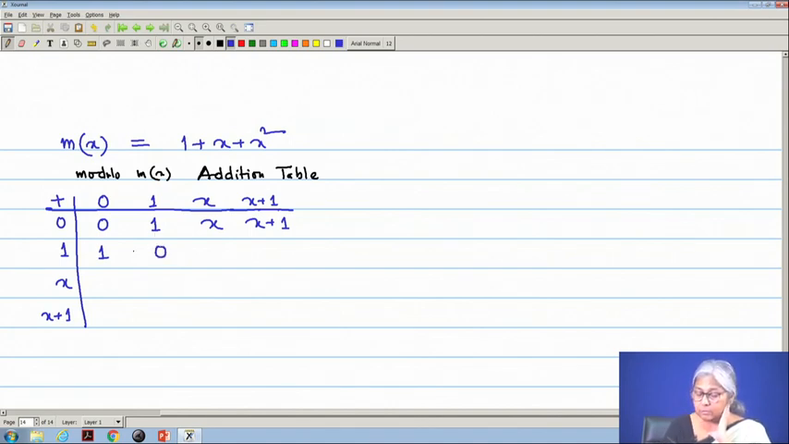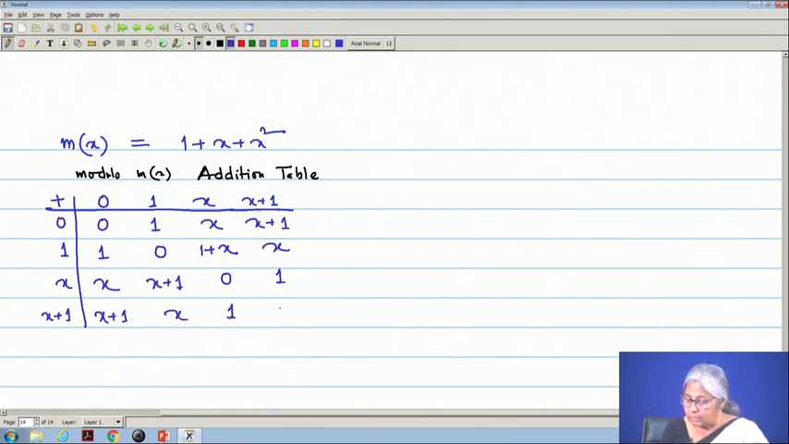Now, 1 plus x, then 1 plus x plus 1. So, x plus 1 plus 1 is 2, because coefficient arithmetic is modulo 2. So, this becomes x because 1 plus 1 cancelled. Then x plus 0 is x, x plus 1 is x plus 1, x plus x again will cancel, then x plus x plus 1 becomes 1, x plus 1, then this is x, this is 1, this is 0.